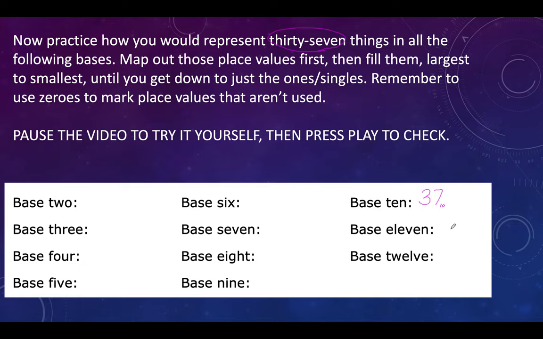So what you're going to do with each of these is decide what the place values are in each of these. Some of these you know because we did base 5, we did base 8. You're going to figure out the place values, and then sort those 37 things into those place values. So pause the video right now, give this a try yourself, and then when you're ready, press play, and I'll do the work and fill it in, and you can check yourself.